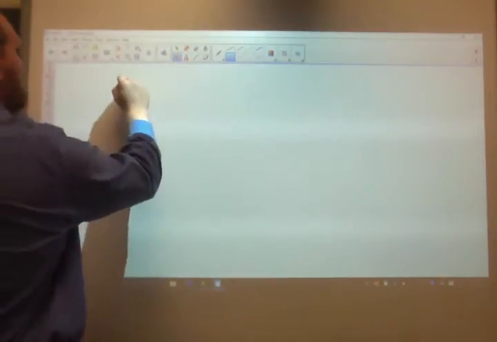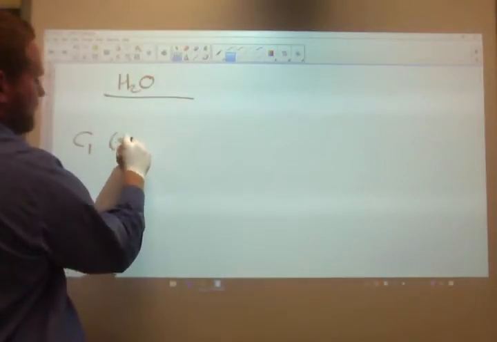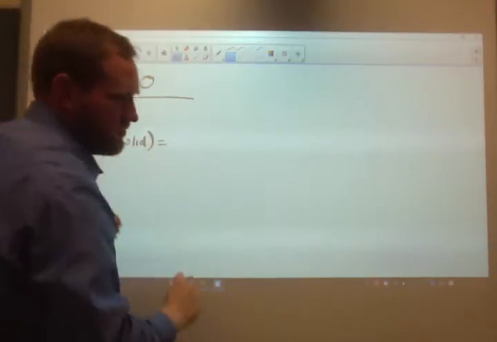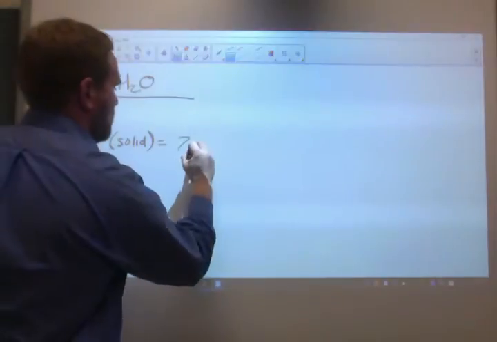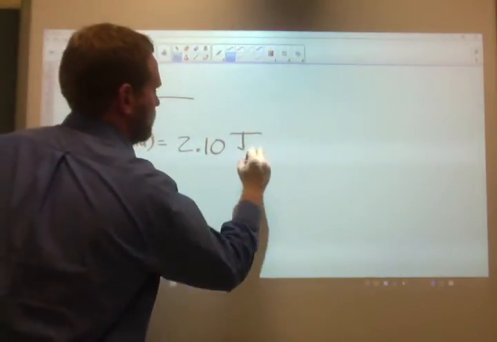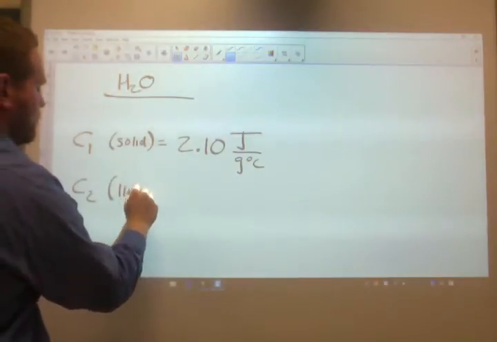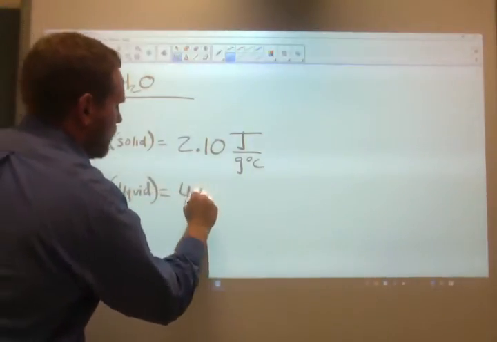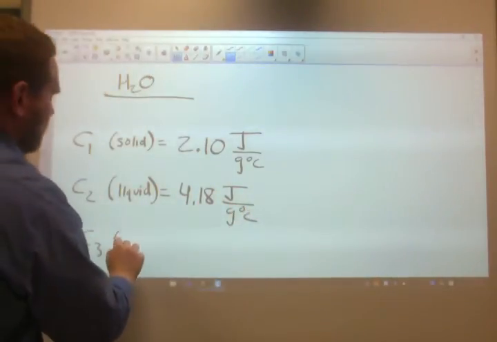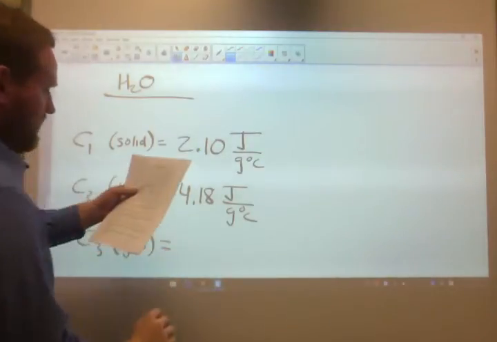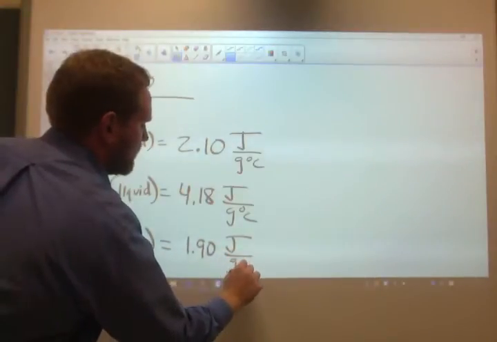So for H2O, C1, which is solid, equals, and let me make sure I have these memorized from last year, yes, 2.10 joules per gram degree Celsius. C2, which is liquid, equals 4.18 joules per gram degree Celsius. And C3, which is gas, is 1.90 joules per gram degree Celsius.